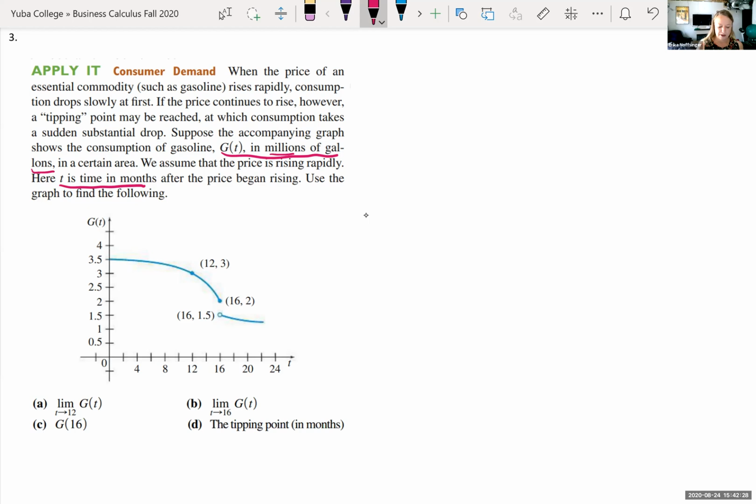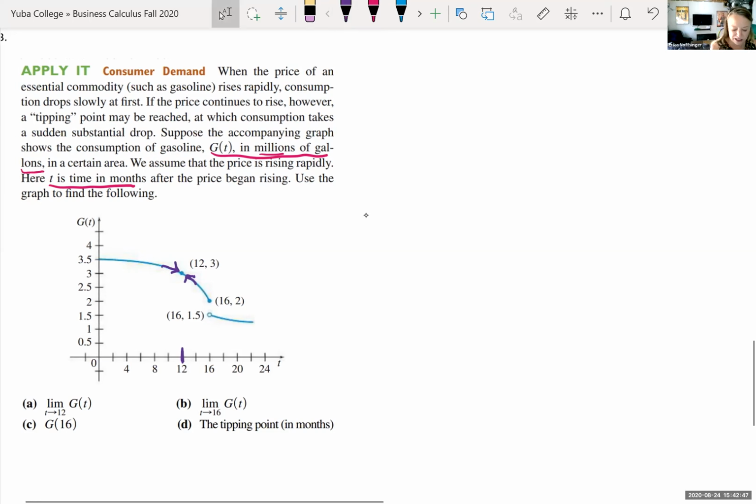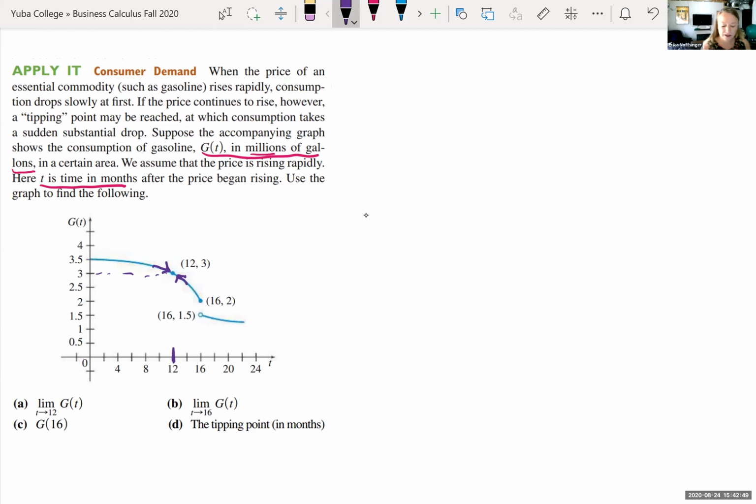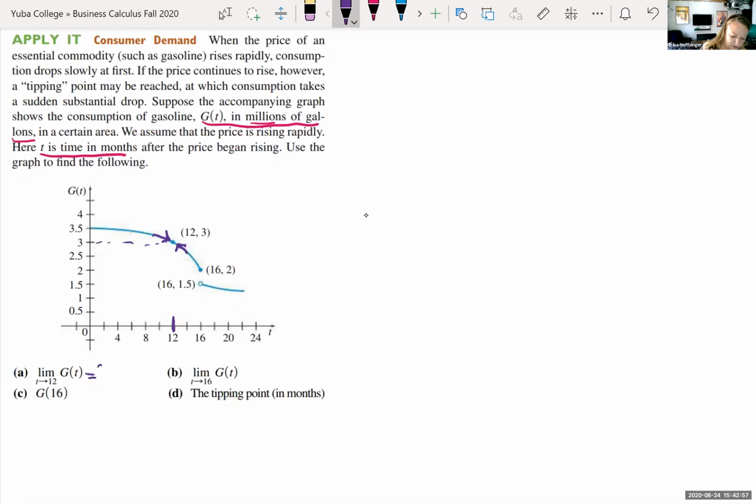So we're looking at the limit as T approaches 12. What's happening as we come in on the left and the right of T equals 12? Is that going to the same exact Y value, or getting really, really close to that same exact Y value? Which we can see that it is. And that Y value that we get back is 3. Okay. And this is in terms of millions. So 3 million.